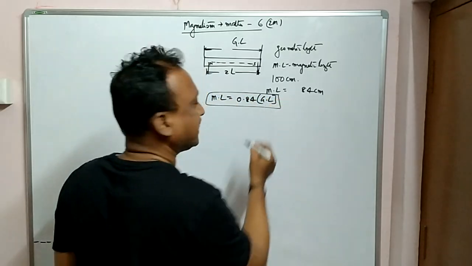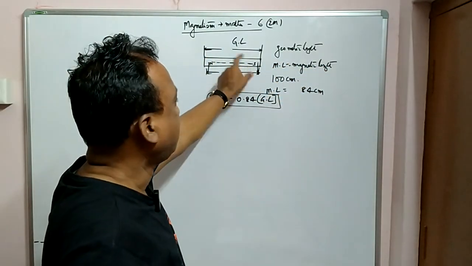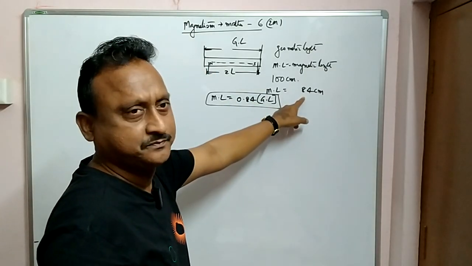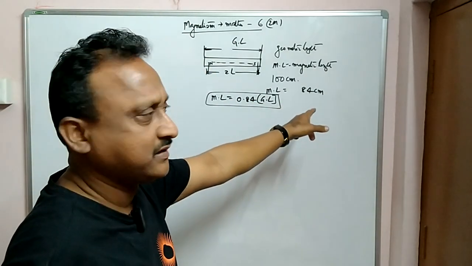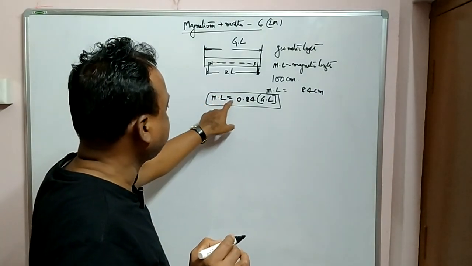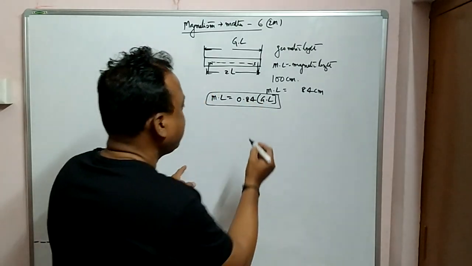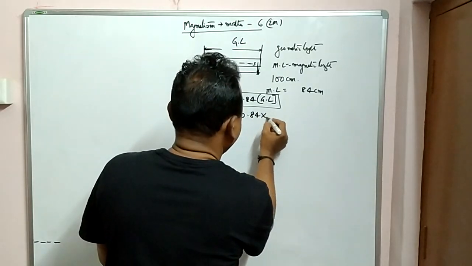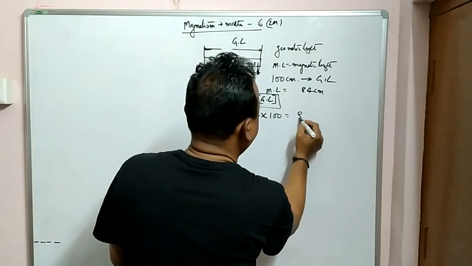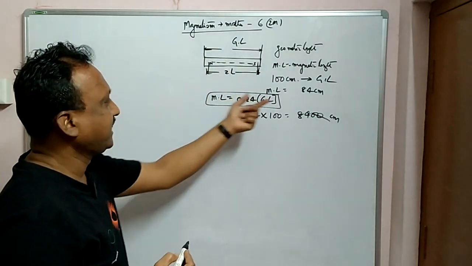This point you have to make a note in the examination. They are asking regularly. That means, if the geometric length is 100 centimeters, the magnetic length is 84 centimeters. Hardly 16 centimeters will be the difference, because the poles are a little inside. So the magnetic length is equal to 0.84 times geometric length. Geometric length we assumed 100 centimeters, so multiplying by 100, we get 84 centimeters. So the magnetic length is 84 centimeters.